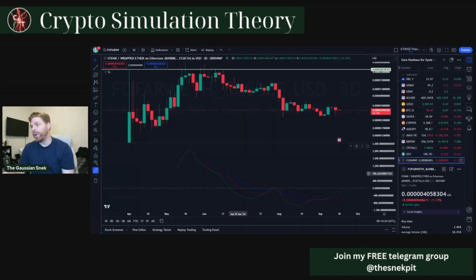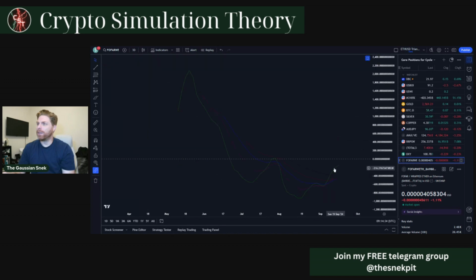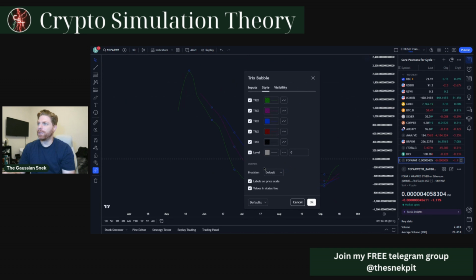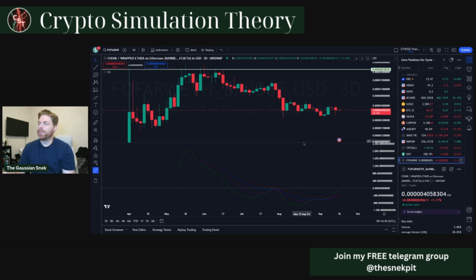Now, I'm not sure how well you can see this, but this is the Trix bubble. And this is a collection of shorter term moving averages. If you want to know what moving averages we're looking at here, you could just double click on it, right? And it will give you a key. You have the 5, 7, 9, 11, and 14. This is all in terms of 3 days, so you just multiply those by 3 days.